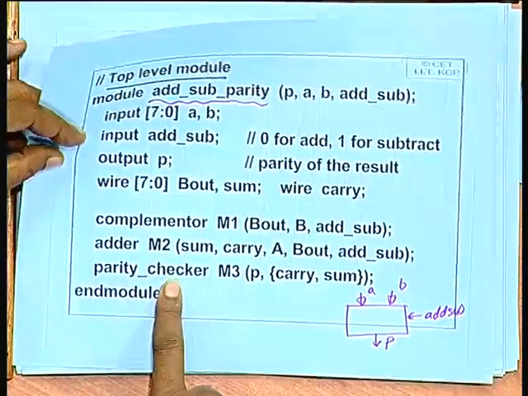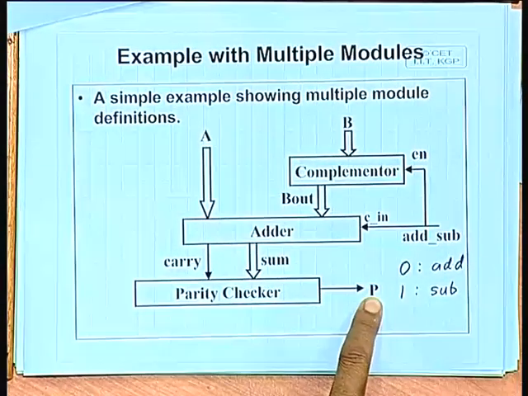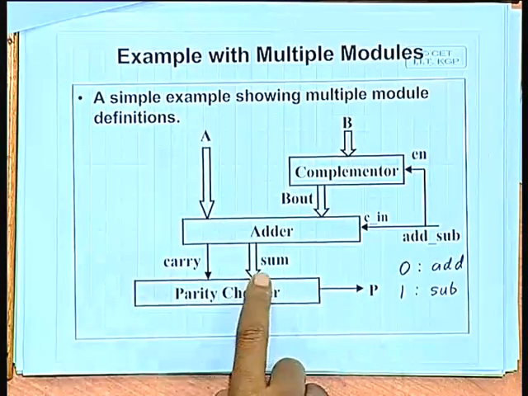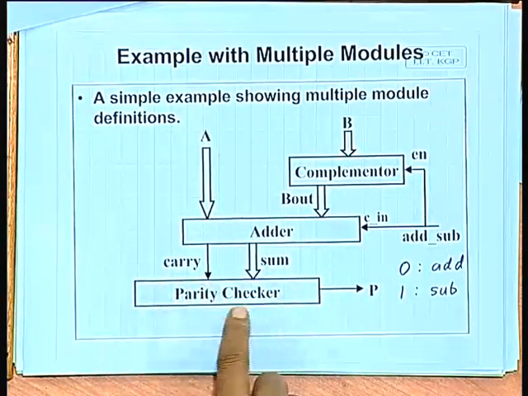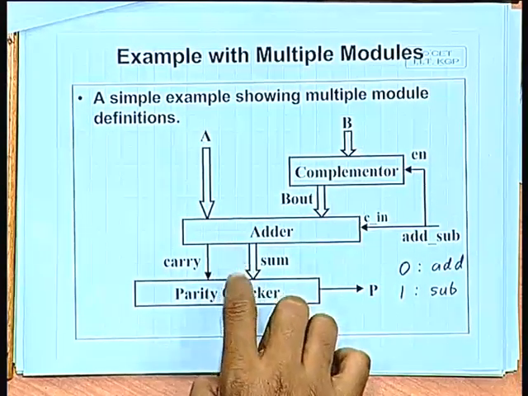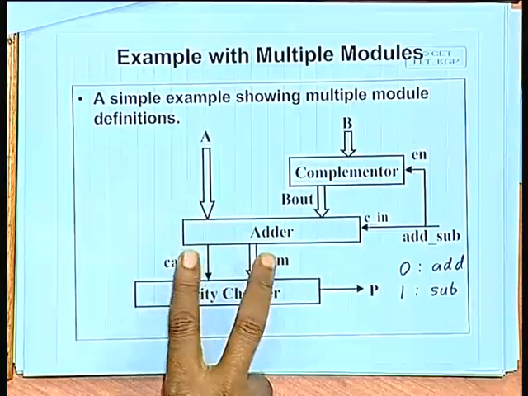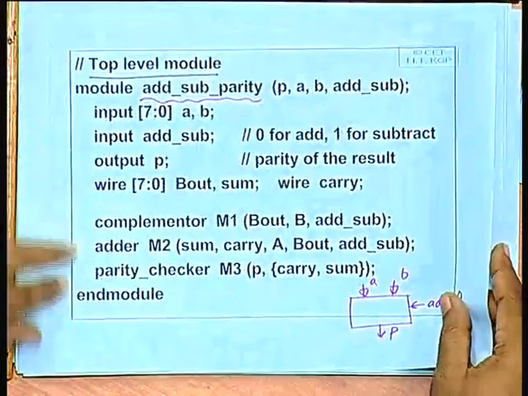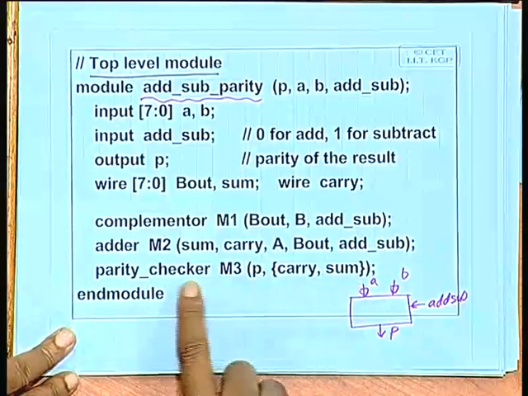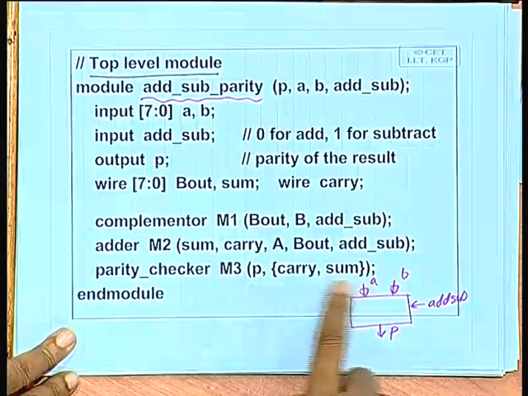Similarly, the parity checker. Parity checker will have one output P and the input will be sum and carry. The way we have defined or declared the parity checker, we have accepted only one single input, a 9-bit input. So, the input will be the concatenation of these two. So, you see exactly we have specified in that way. Parity checker takes two parameters, one is P, other is the concatenation of carry and sum.